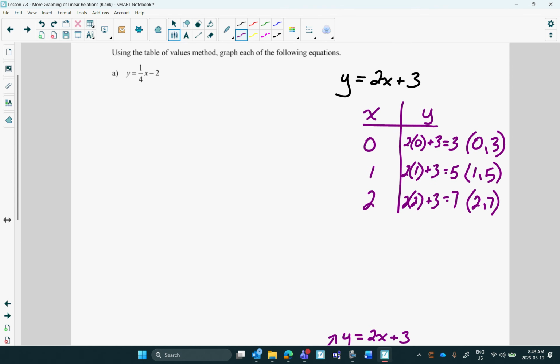This one. Now we get a little bit more challenging because we throw a fraction into the mix. Is y by itself? Yeah, so that's good. So we can start our table. Remember, always 0, because 0 is easy to work with, easy to calculate with. So I plug 0 in, and it's 1 over 4 times 0 minus 2, negative 2. So one of the points on my line is (0, -2).